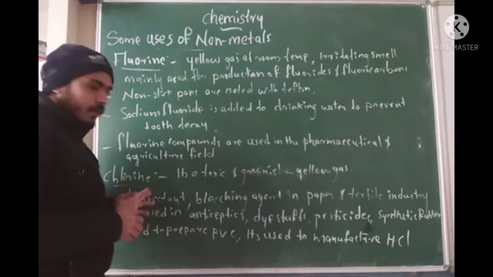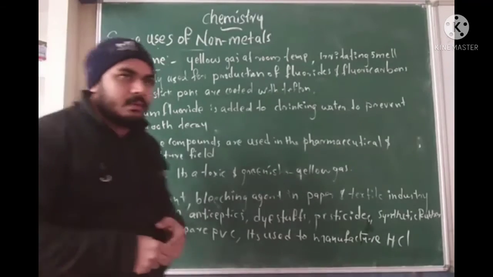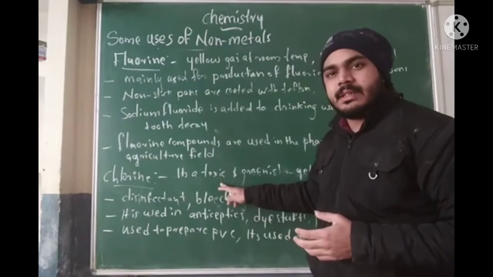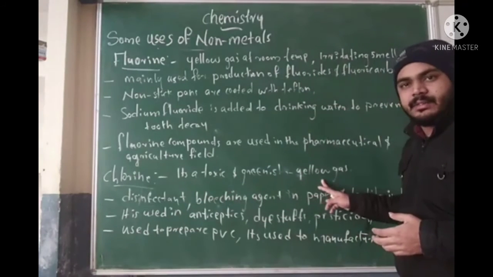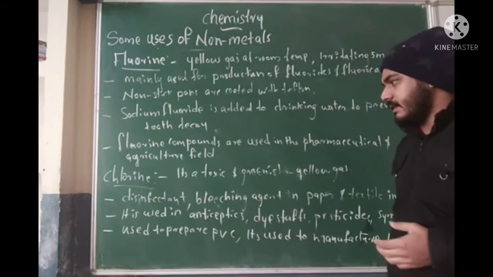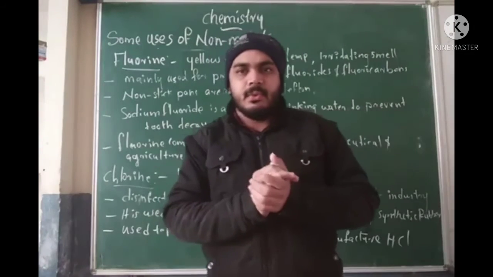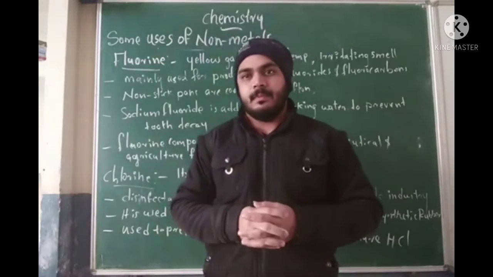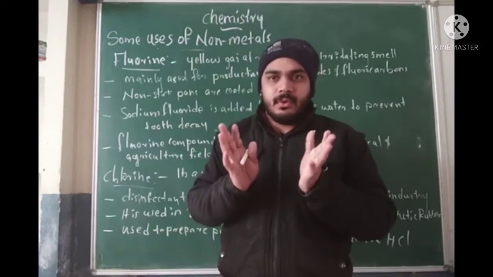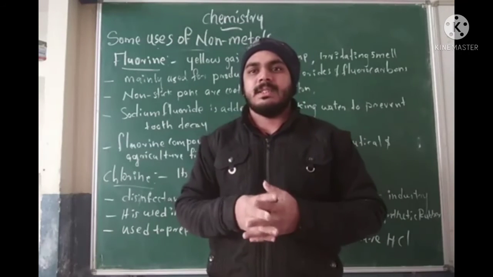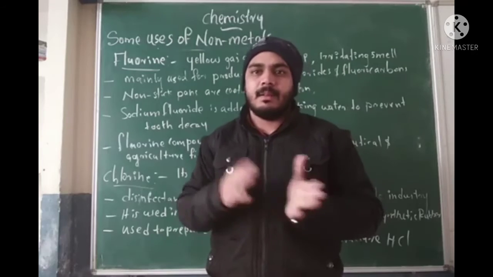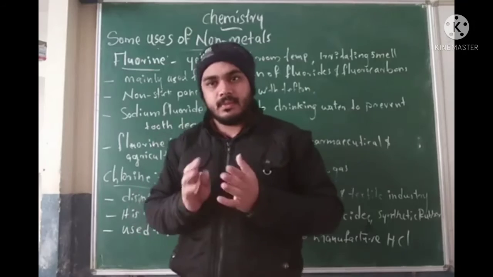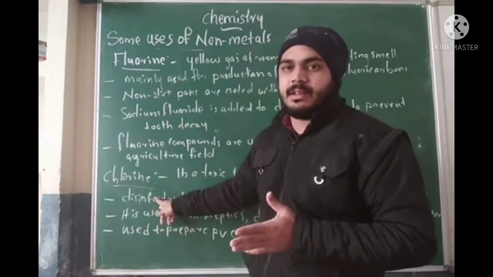And next, chlorine. Chlorine is one of the important non-metals. Chlorine is a toxic, greenish yellow gas. Okay. Chlorine is mainly used as a disinfectant for drinking water and swimming pools. So what happens? Chlorine kills the germs present in the water bodies. As a result, the water becomes pure. Only limited quantities are used. That's why chlorine is a disinfectant.